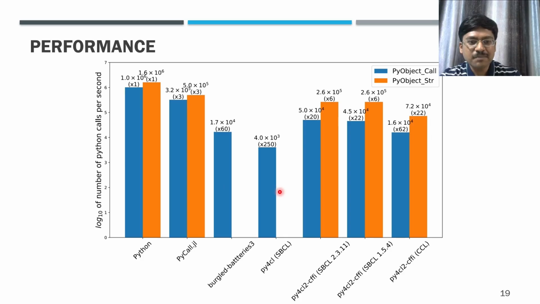Whereas Burgled-batteries and py4cl are slow, py4cl2-cffi is faster than them, about 3 to 10 times as fast, but it is still another order of magnitude slower than PyCall.jl. So there's plenty of scope for improvement.